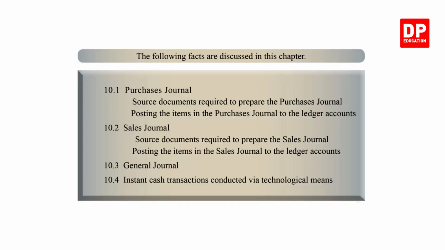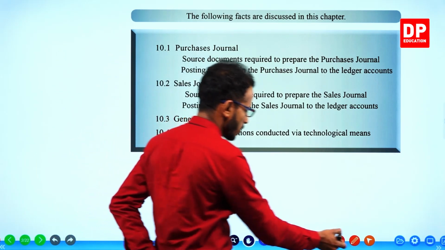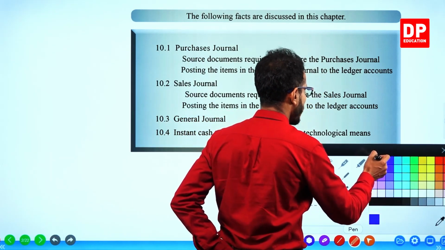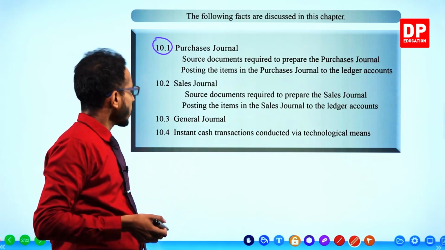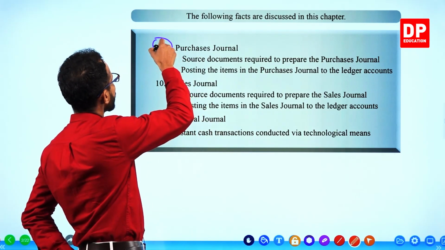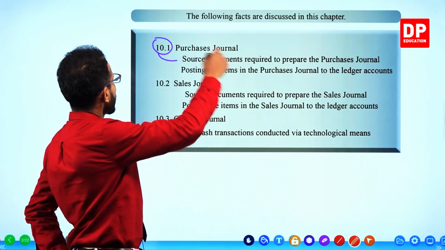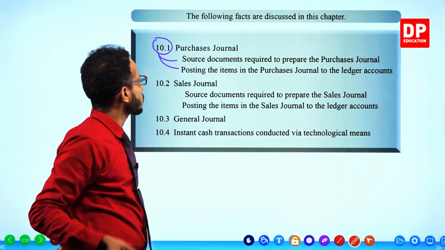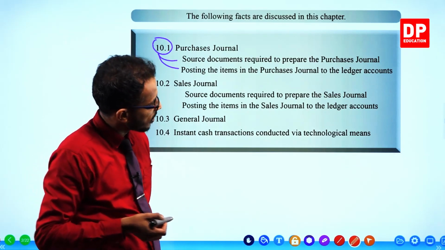This is the breakdown of subtopics included in this lesson. Children, we have first subtopic, 10.1, Purchases Journal. Under Purchases Journal, we have source documents required to prepare the Purchases Journal, posting transactions in the Purchases Journal to the ledger accounts.